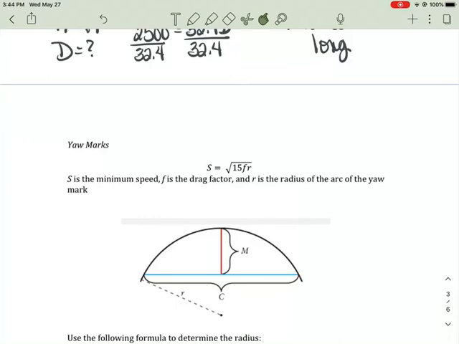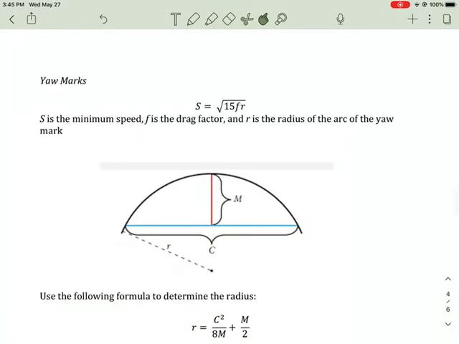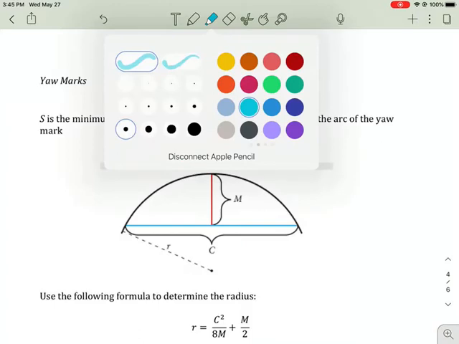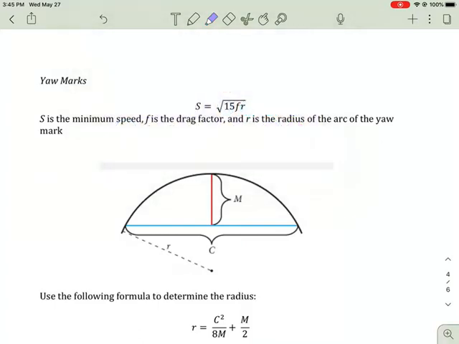S is still your speed. F is still your drag factor. So those two are the same. But now we have R, which is the radius of the arc of the mark. So what we're going to have to do here is find the radius. This is the one we're going to be using in the problem. So we need to find this.